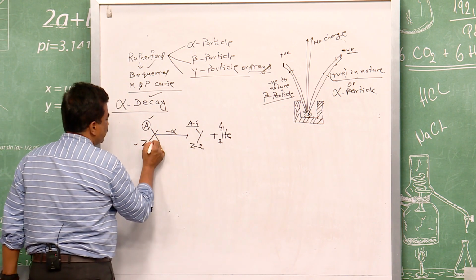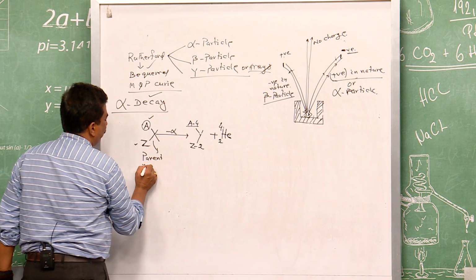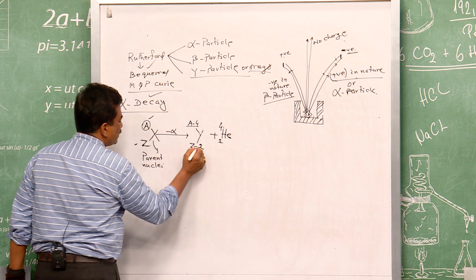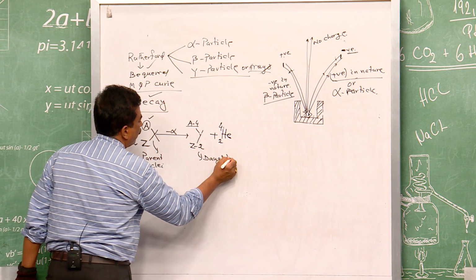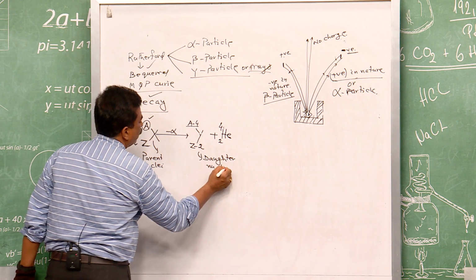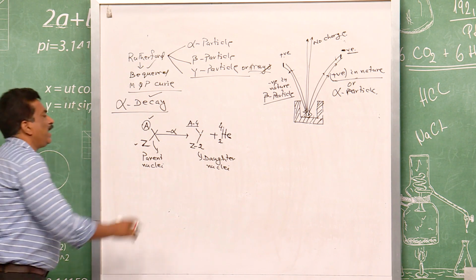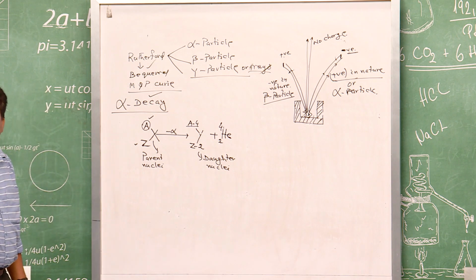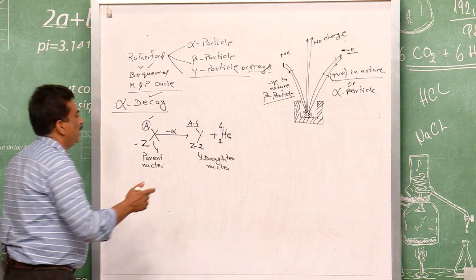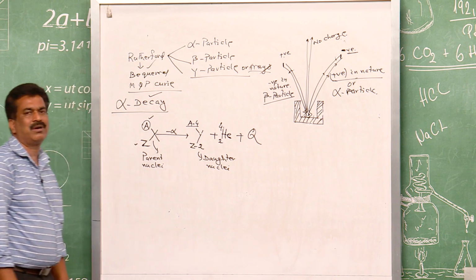In this case, this is known as the parent nucleus, and this is the daughter nucleus. So the parent nucleus is now converted to the daughter nucleus, and if this daughter nucleus is still unstable, it will lose some particles to try to become stable. In this case, it will lose some amount of energy.